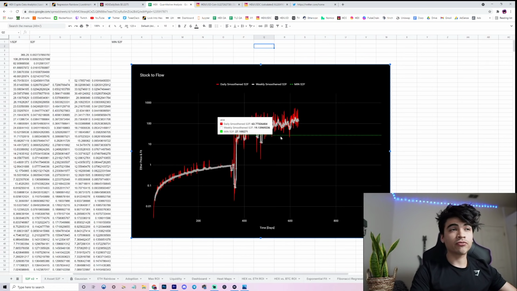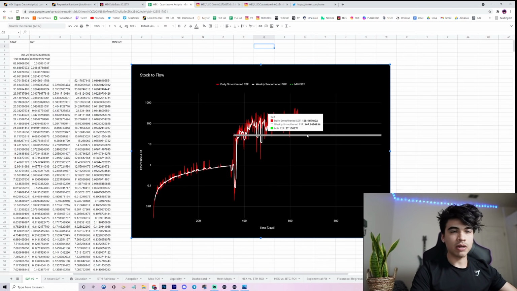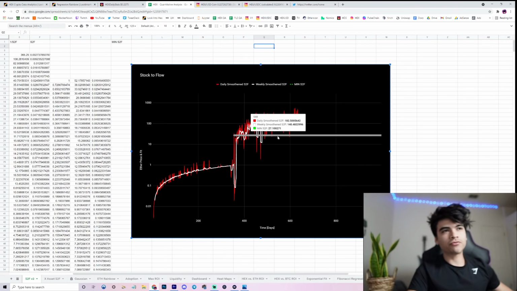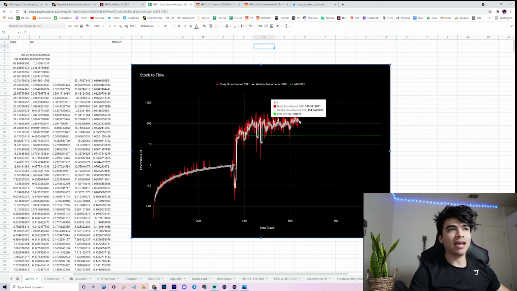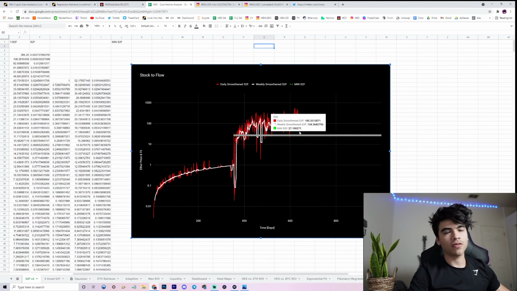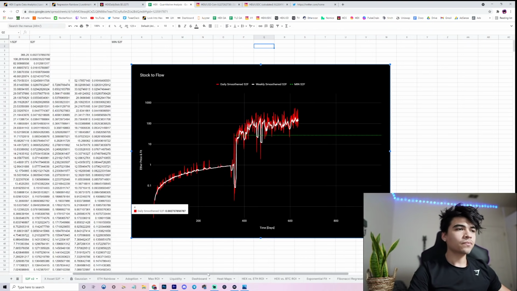So you have a floor, basically, which is your minimum stock to flow on any given day or year. What's cool about this is that it doesn't even take into account that, guess what? Inflation is exported into the future via staking. So that's pretty interesting, right? And so you'll always have effectively a stock to flow ratio that is above this line.